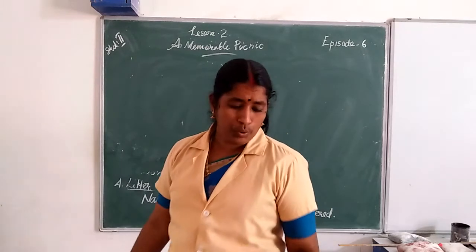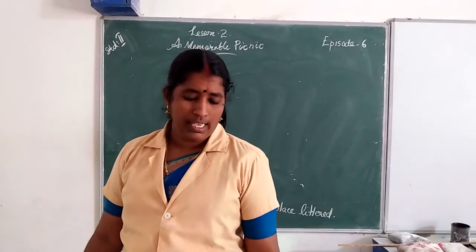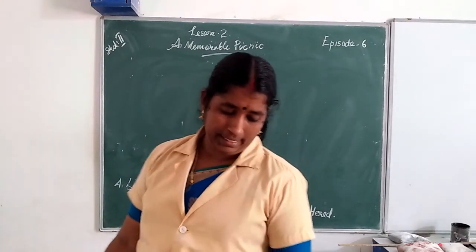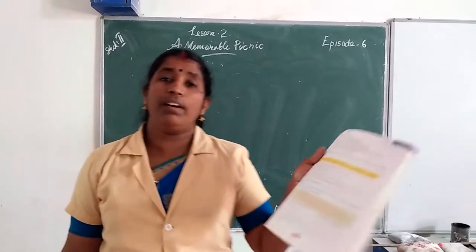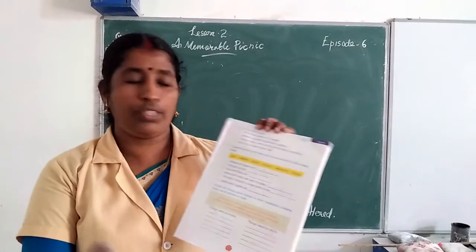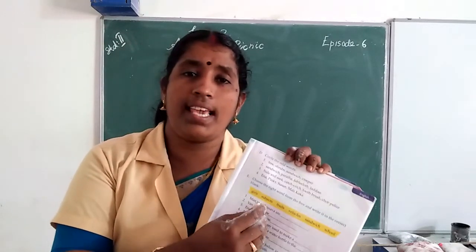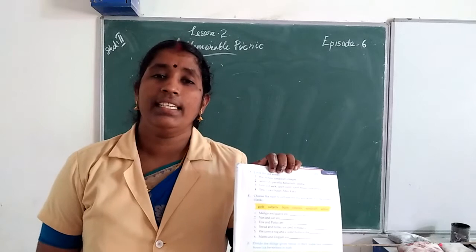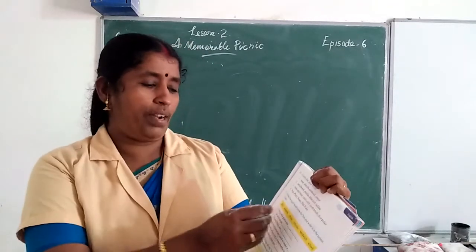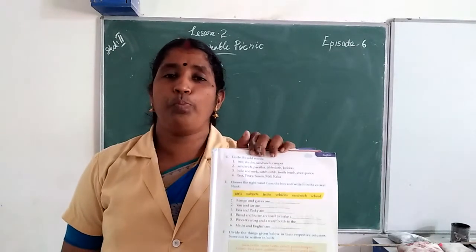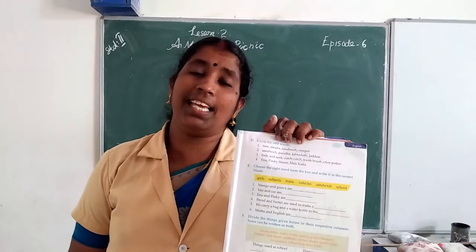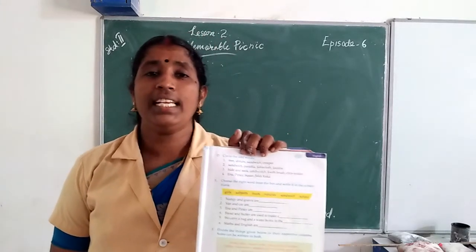Next one, choose the right word from the box and write it in the correct blank. There are 6 words in the box. You please listen to the text. First one, G-I-R-L-S. What is it? Girls. Next one, S-U-B-J-E-C-T-S. What is it? Subjects.